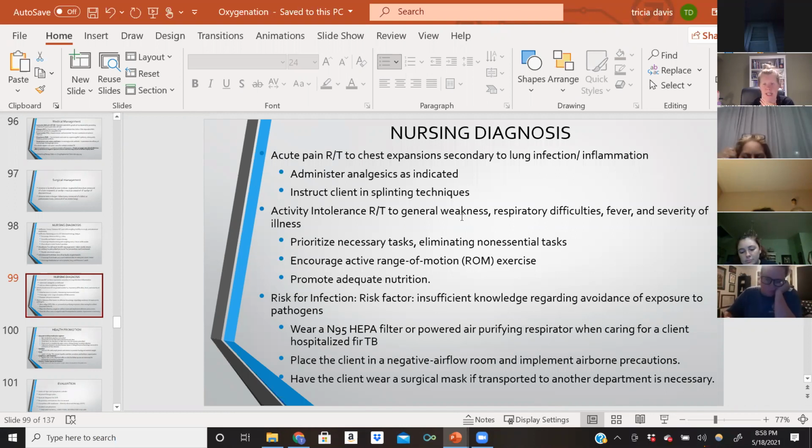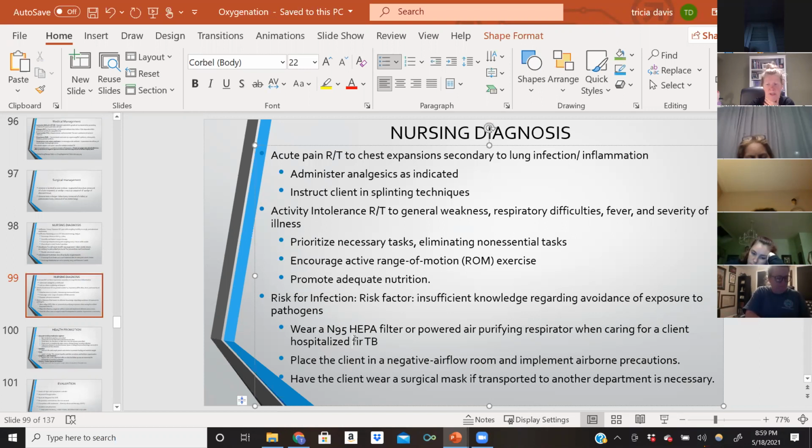Risk for infection, insufficient knowledge regarding avoidance of exposure to pathogens. So wearing an N95 HEPA filter or a powered air purifying respirator when caring for a client that is hospitalized with TB. In the hospital setting, they're usually in negative pressure rooms. Everybody wears an N95 now. So you would do that.